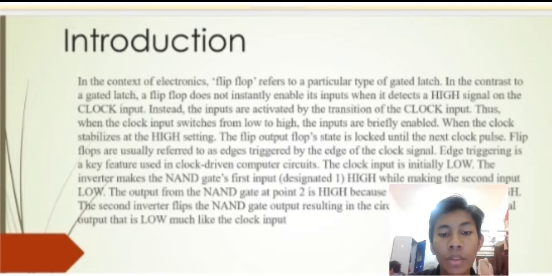The clock input is initially low, so the inverter makes the NAND gate's first input, designated 1, high, while making the second input low. The output from the NAND gate at point 2 is high because the inputs aren't both high. The second inverter flips the NAND gate output, resulting in the circuit at point 3 having a final output that is low, much like the clock input.